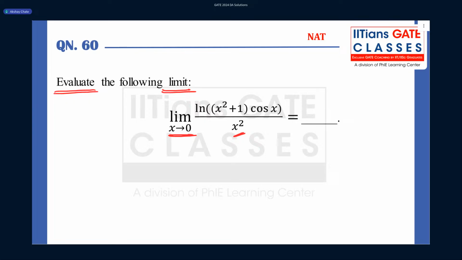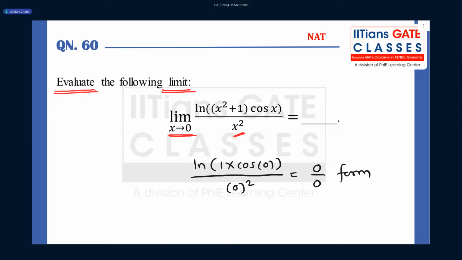So prima facie, if you put x equal to 0 in this limit, the numerator becomes ln 1 into cos of 0, divided by 0 square. So cos 0 is 1. So log of 1 is 0. So this becomes 0 by 0 form. So it's not a straightforward limit.